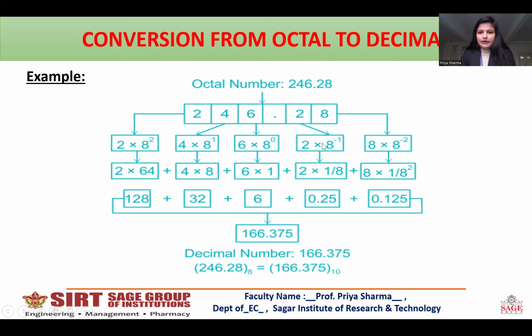So 2 into 8 to the power minus 1 plus 8 into 8 to the power minus 2. After solving all this, we will come with the result of 166.375 as the decimal number representation of the octal number system which was given.